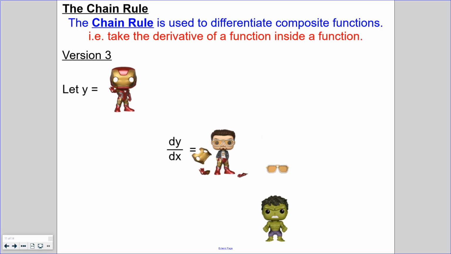The chain rule. Because the smashed up Iron Man with Tony Stark on the inside is our f prime of g. The outside is the derivative. The inside is untouched. And then the g prime is Edith, the sunglasses that are left over. And there you go. There is my favorite version of the chain rule.